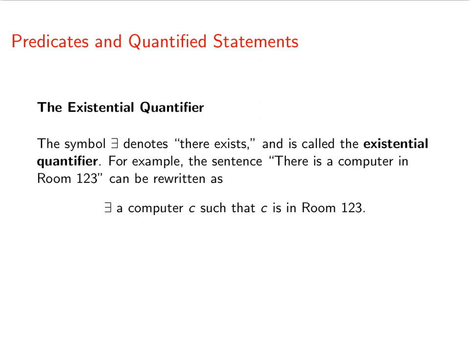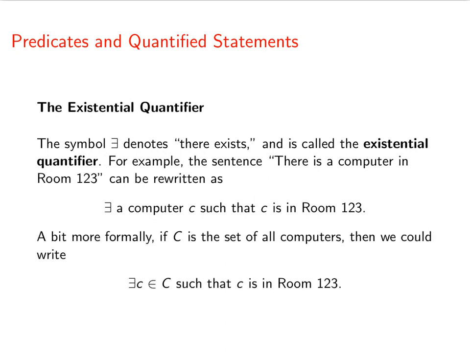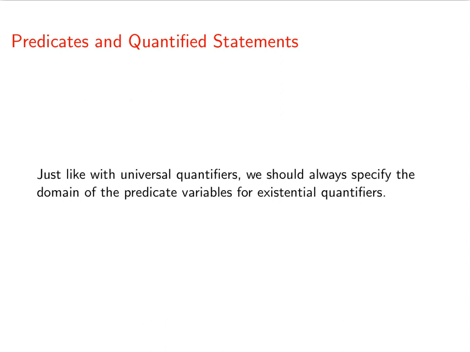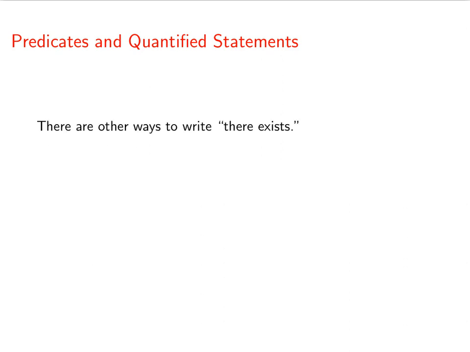For example, if we have a sentence like, "There is a computer in room 123," we could rewrite that as, "There exists a computer C such that C is in room 123." We could make this a little more formal. We could say, if capital C is the set of all computers, then we could write, there exists a little c in capital C such that little c is in room 123. Now, just like with universal quantifiers, we need to specify a domain for predicate variables when we use existential quantifiers.